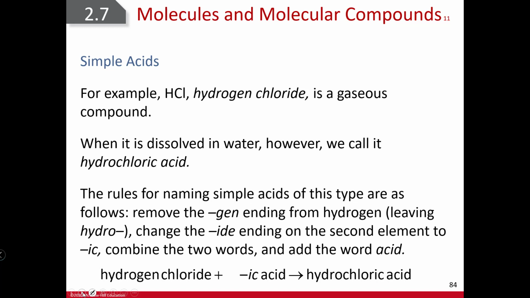So at the bottom of this slide, hydrogen chloride, when we bubble it through water, hydrogen chloride's a gas. This is a gas here, HCl gas, hydrogen chloride, non-metal, molecular compound. When we bubble it through water, we change that to an ic ending and we call it an acid. And once it becomes an acid, it's HCl aqueous, AQ, for aqueous, dissolved in water.